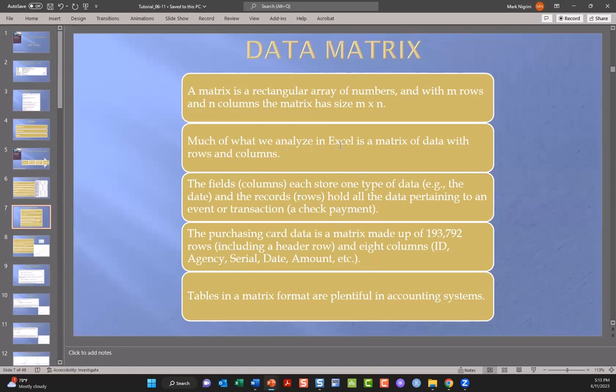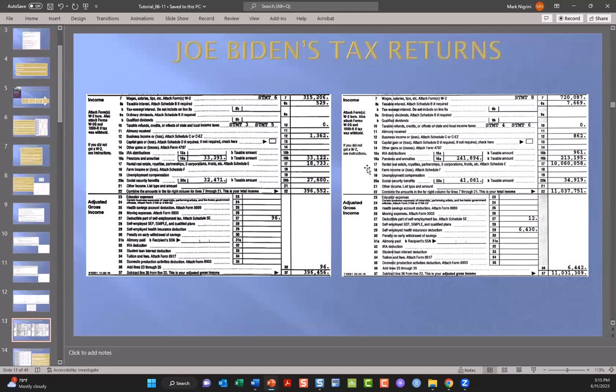Much of what we analyze in Excel is a matrix of data with M rows and N columns. Here we have Joe Biden's tax returns. We have the year while he was still vice president, and the year after vice president. While he was vice president, you can see wages, salaries, and things, 315,000. Total income, 396,000. The year after vice president, we can see 11 million. So that is a big change, and I would like my scoring technique to show that that is a big difference.